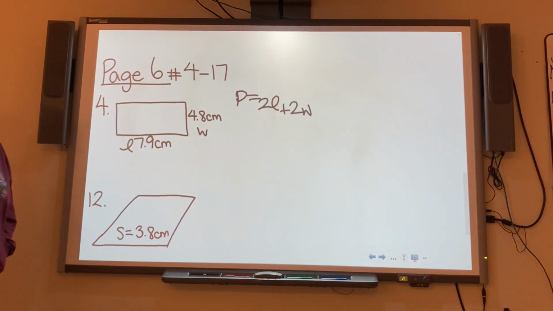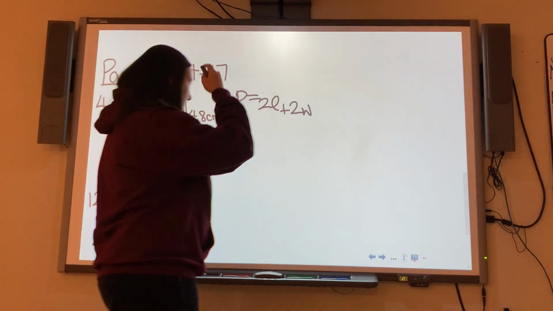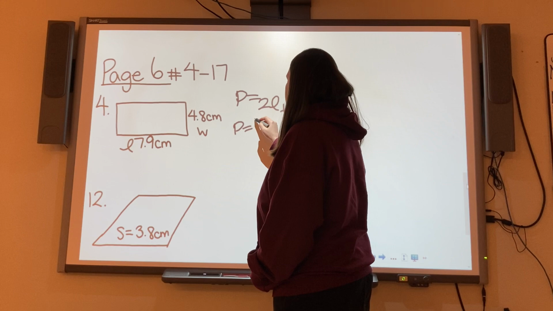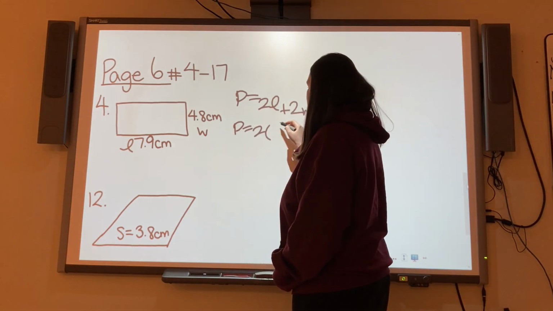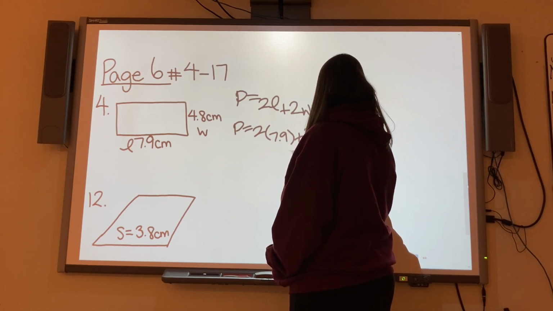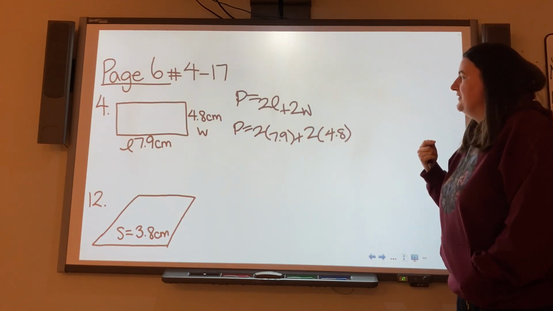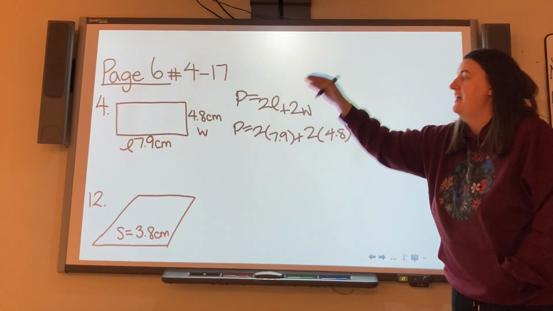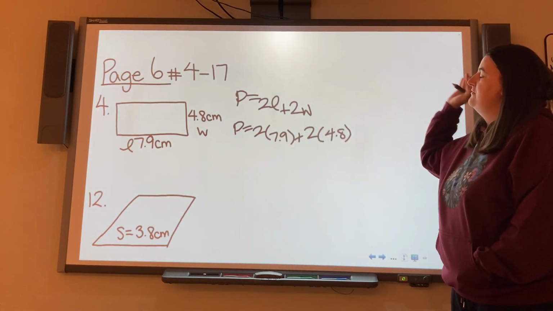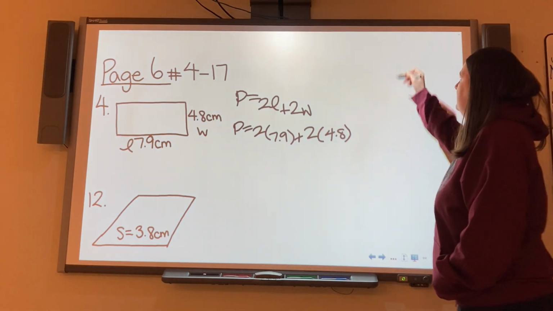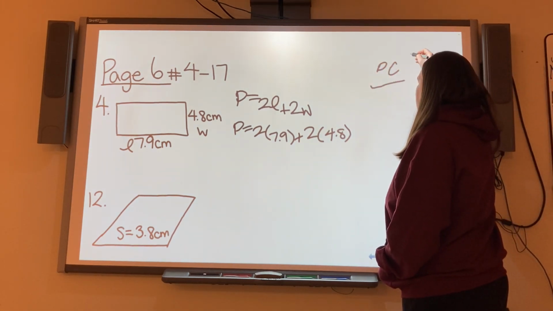Now that you know which one is which, you can go back to your formula and write it down. So P equals 2 times 7.9 plus 2 times 4.8. So there's your second line of your formula where you replace the L with how much it is on your diagram, and you replace the W with how much it is on your diagram. Now you do your outside calculations.